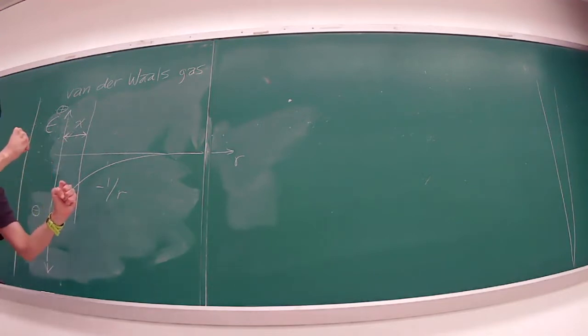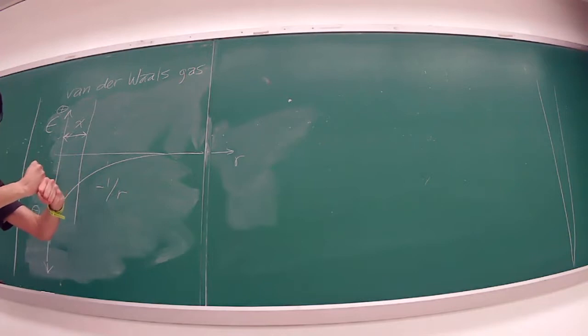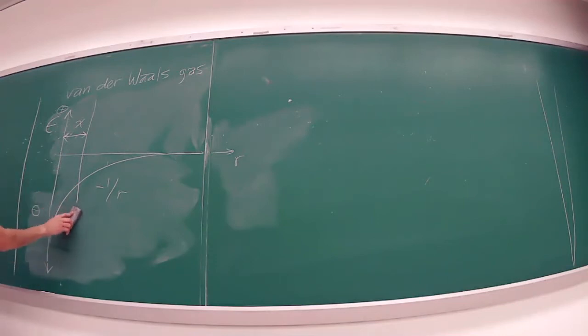So they have a finite volume, and they are attracted to each other, so they want to be as close as possible to each other, but they have this volume that they cannot overcome, and so that is going to be their ideal position, or the distance between particles that minimizes the energy. So this part then doesn't exist.